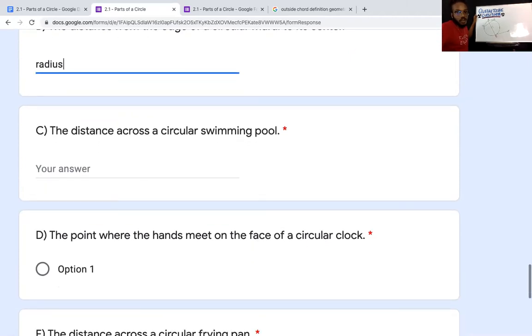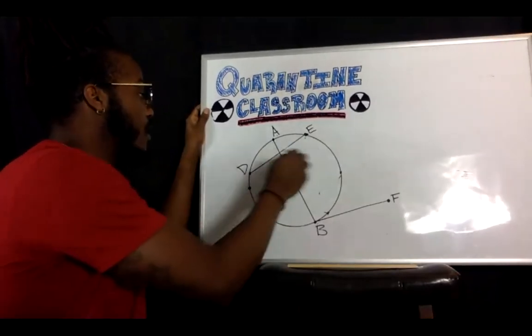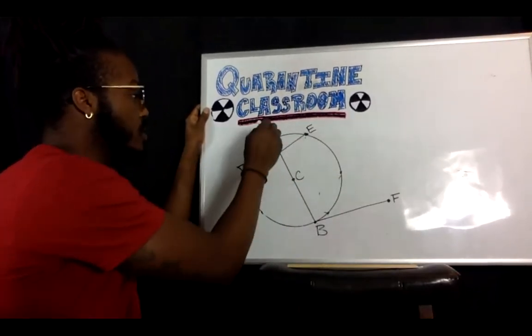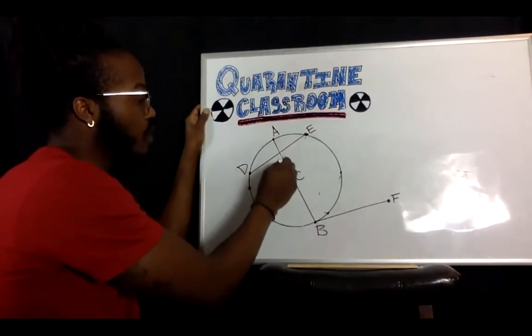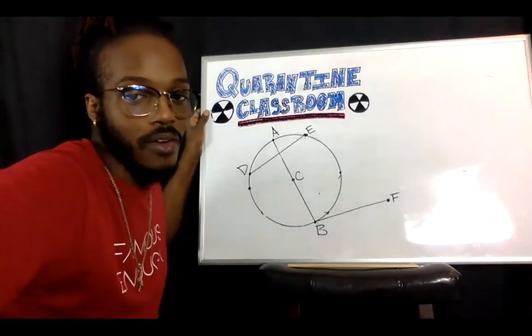The distance across a circular swimming pool. Think about a swimming pool being a circle, and to start at point A and to swim across means you go through the middle to the other side, which means that you're talking about the diameter.